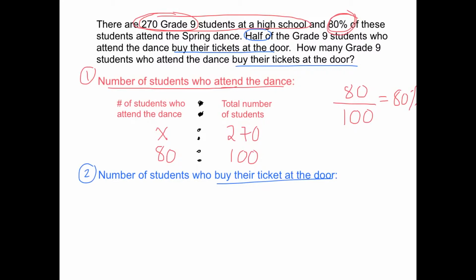So now what? Well, before we skip to part 2, we need to solve for x. We need to figure out how many students actually attend the dance before we can figure out how many of them bought their ticket at the door. Now that we have two ratios set up, I'm going to show you how to solve this using equivalent ratios. So let's try that.